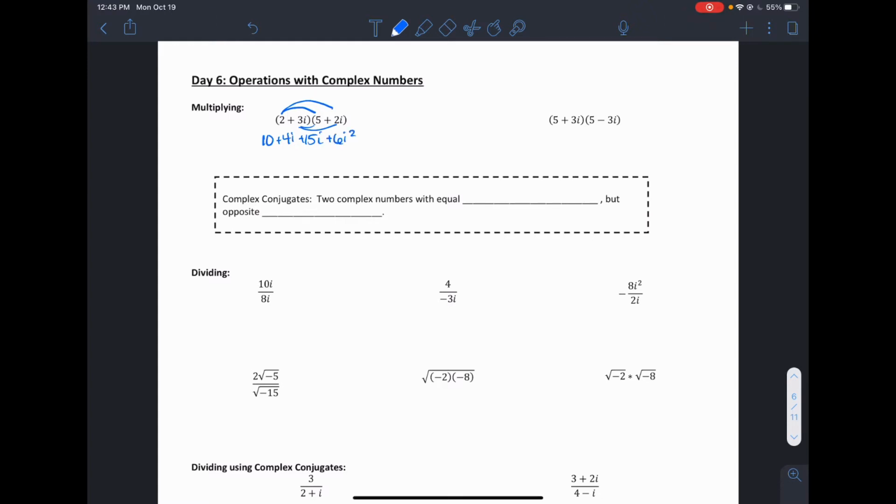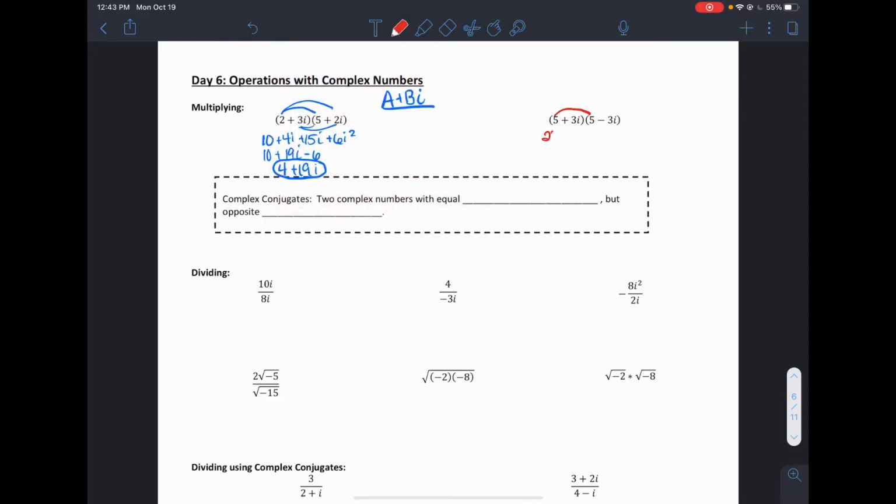Now remember, we want our answer to be in the standard a plus bi form. So I've got to combine my like terms. 10 plus 19i. And remember, i squared is -1, so this is actually a -6 at the end. So 10 minus 6 is 4 plus 19i. So again, you want to get it down to this. You don't want exponents on your i's, and you don't want more than one i hanging around. All right, let's try this next example.